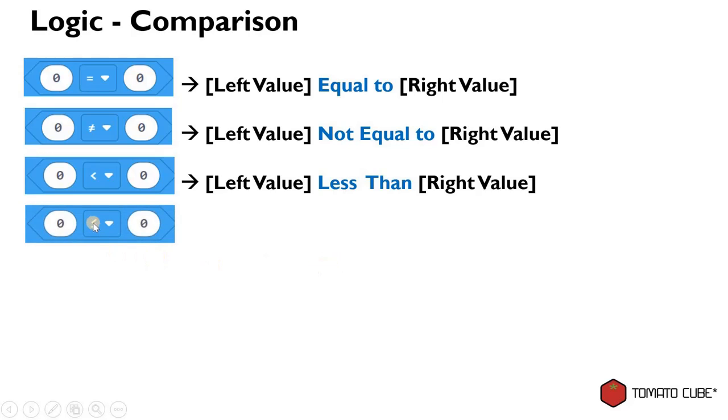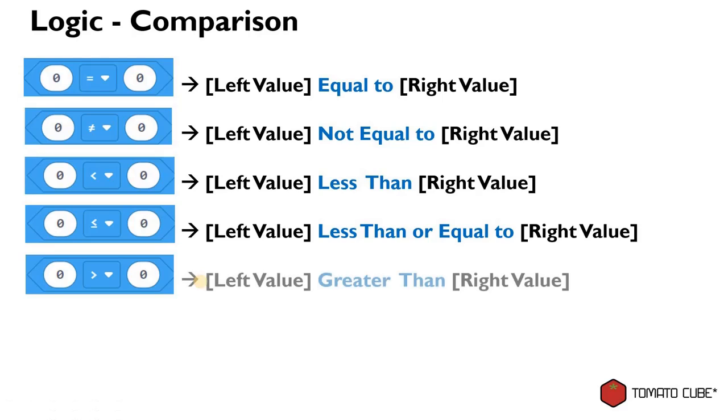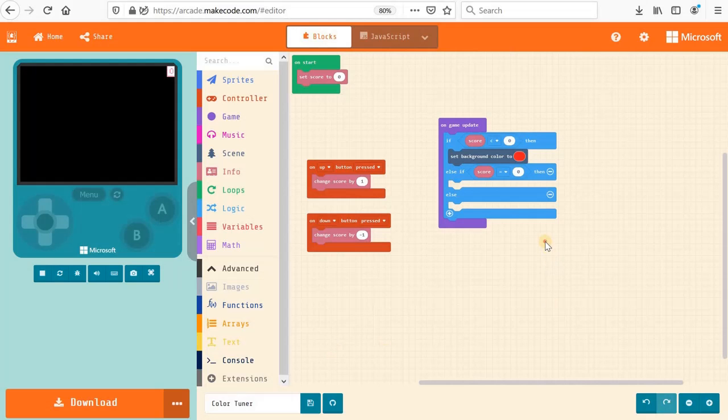And this sign over here with the additional bar underneath the less than symbol, this is less than or equal to. So in our case, we want to do a green, greater or equals to 0. So we are going to go with this one here. If score is greater than or equals to 0, then we want to set the background color to green. Okay, so let's go back to MakeCode. Now score equals to 0, so we need to change that to score greater than or equals to 0. And we want to change the background to green.